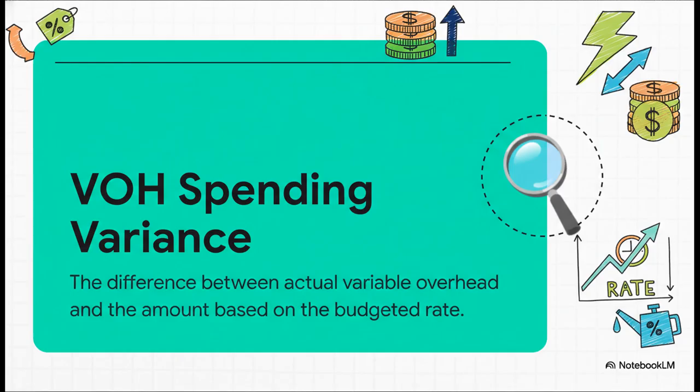It's that simple. Did we pay more or did we pay less for our variable overhead items than we budgeted for? You know, if our electricity rate suddenly spiked, or if the price of machine lubricant went through the roof, this is the variance that's going to scream at us. It's all about the rate we paid.